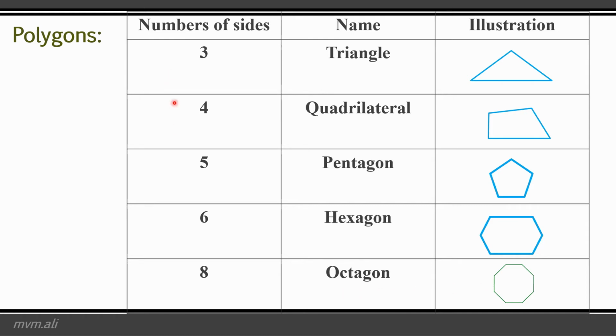In addition to the polygons we have discussed here, there are some more polygons which you will learn in higher classes. Like if the number of sides is 7, then we call it a septagon. Okay, that you will learn in later classes.